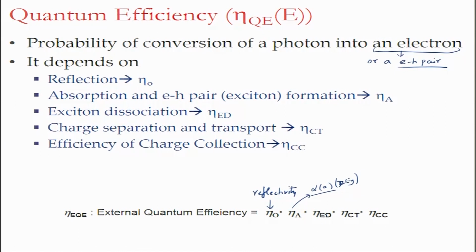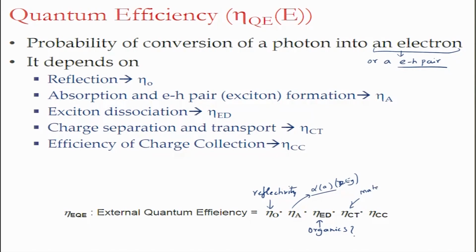Then we have exciton dissociation. This is usually not a problem in case of inorganic semiconductors, but could be an issue in organic semiconductors. So this is a problem in organics. Otherwise it is all right, you get pretty high exciton dissociation efficiency in inorganic semiconductors. Absorption efficiency of course is higher for direct band gap semiconductors than for indirect band gap semiconductors.